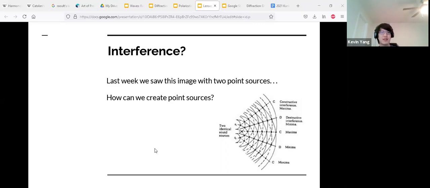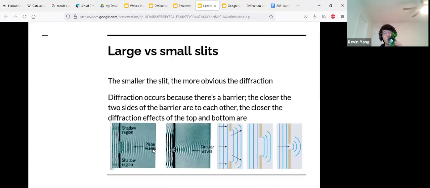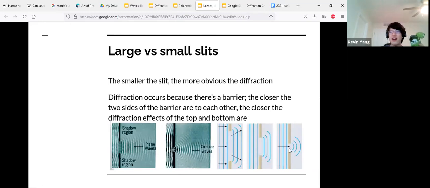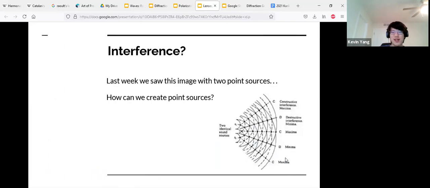If you think about the previous slide, this image here on the far right, that's already kind of close to perfect point sources, or perfectly propagating circularly outward, so coming from a point source.